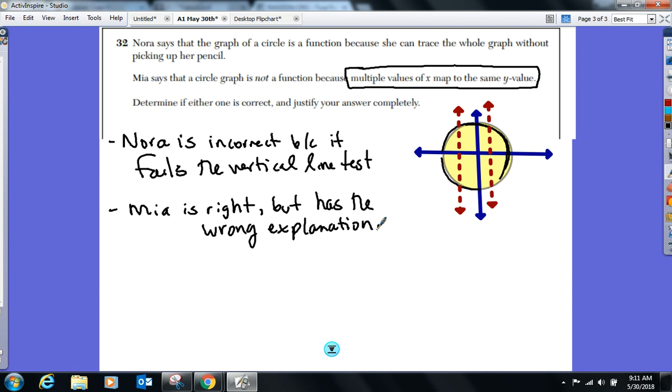Would we be able to say that on the actual test, like I'm assuming you can since you wrote it, that it fails the vertical line test? Is that like a valid? Yeah. The circle fails the vertical line test. Yep.